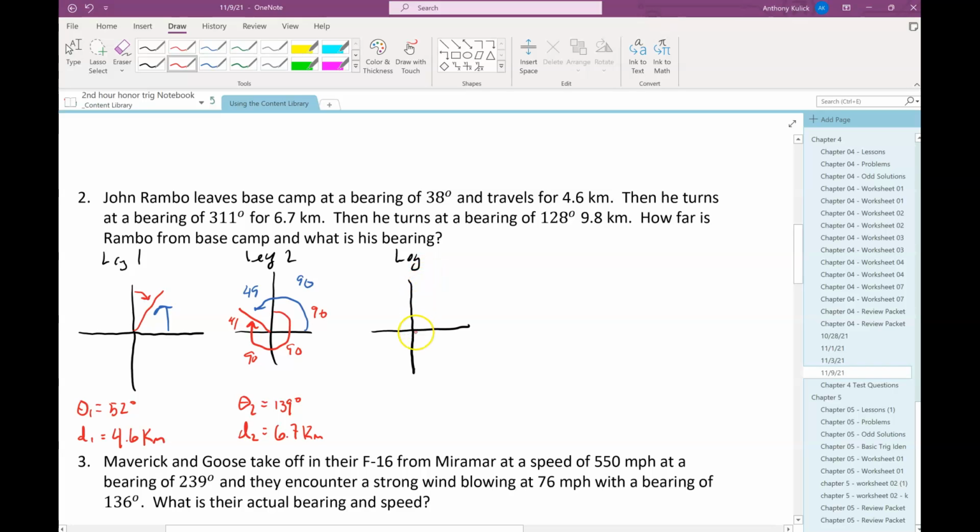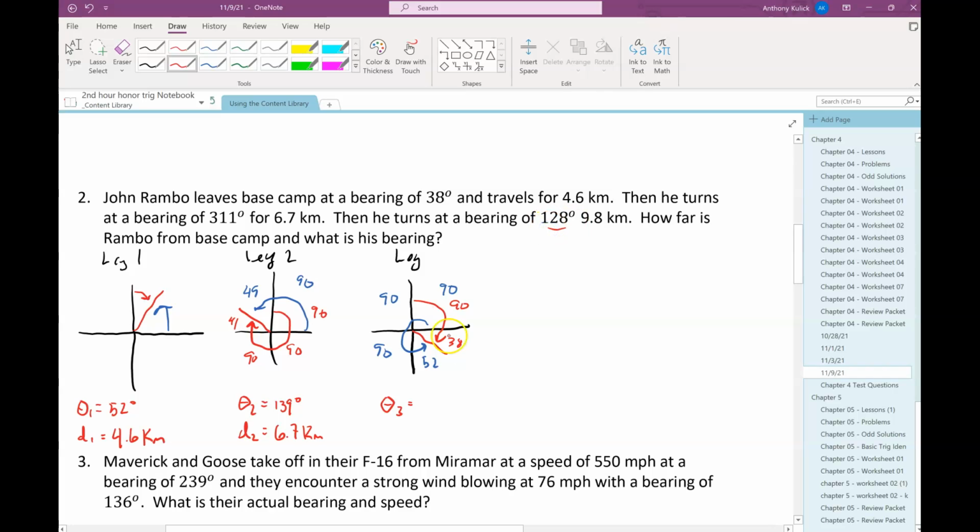Bearing of 128 is like here. So my standard position is here. So 90, 90, 90, and then 52. How are you getting like? Oh, sure. So the bearing was 90 to here, and then 38 more to get to 128 total, right?